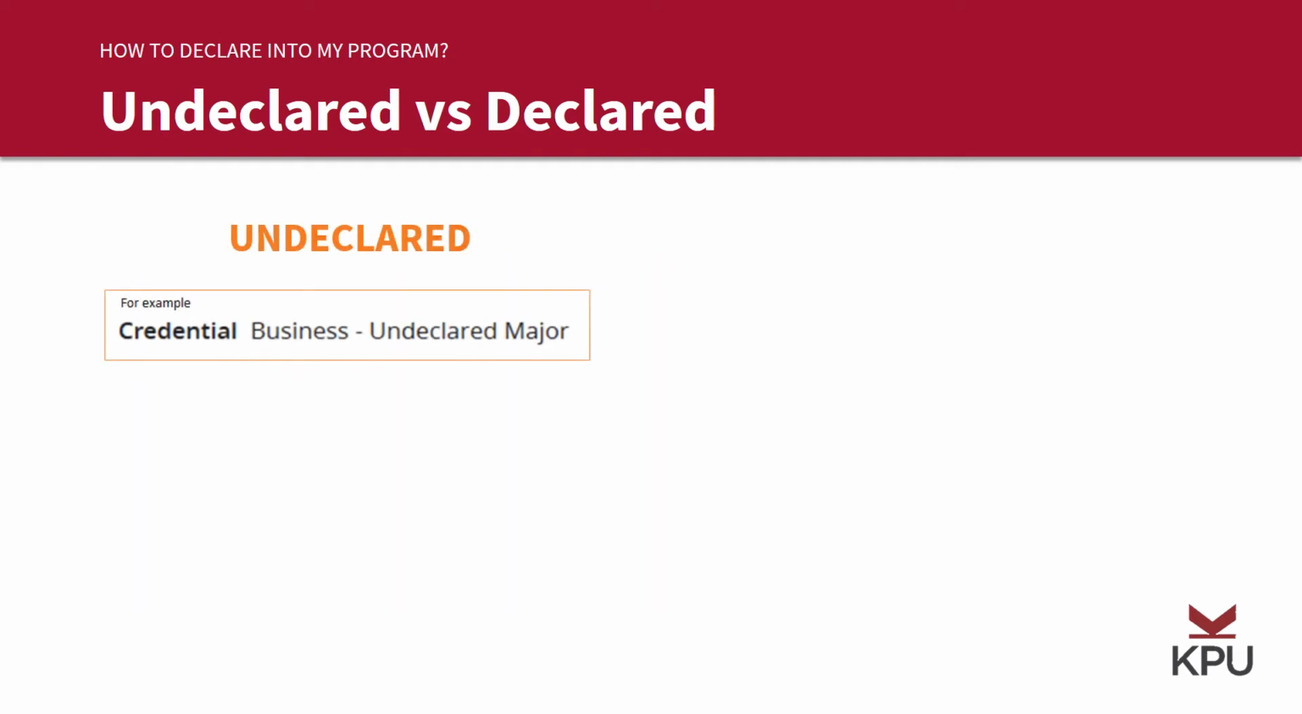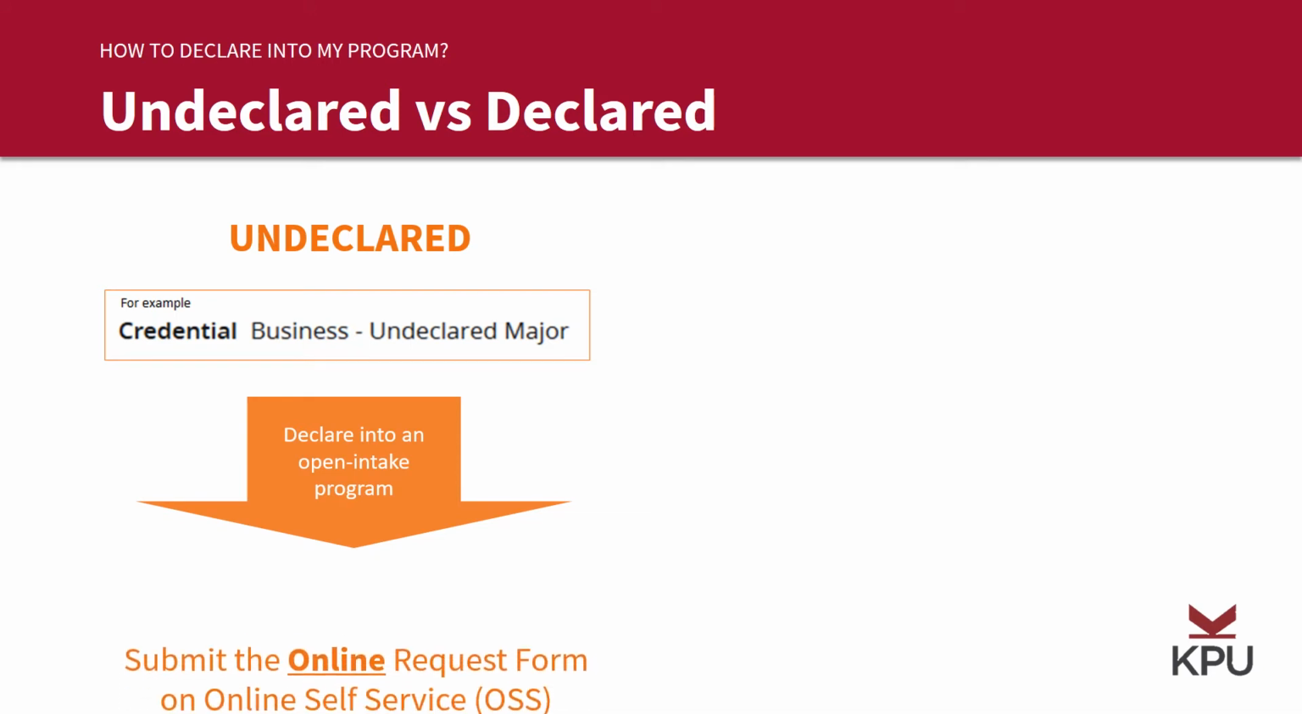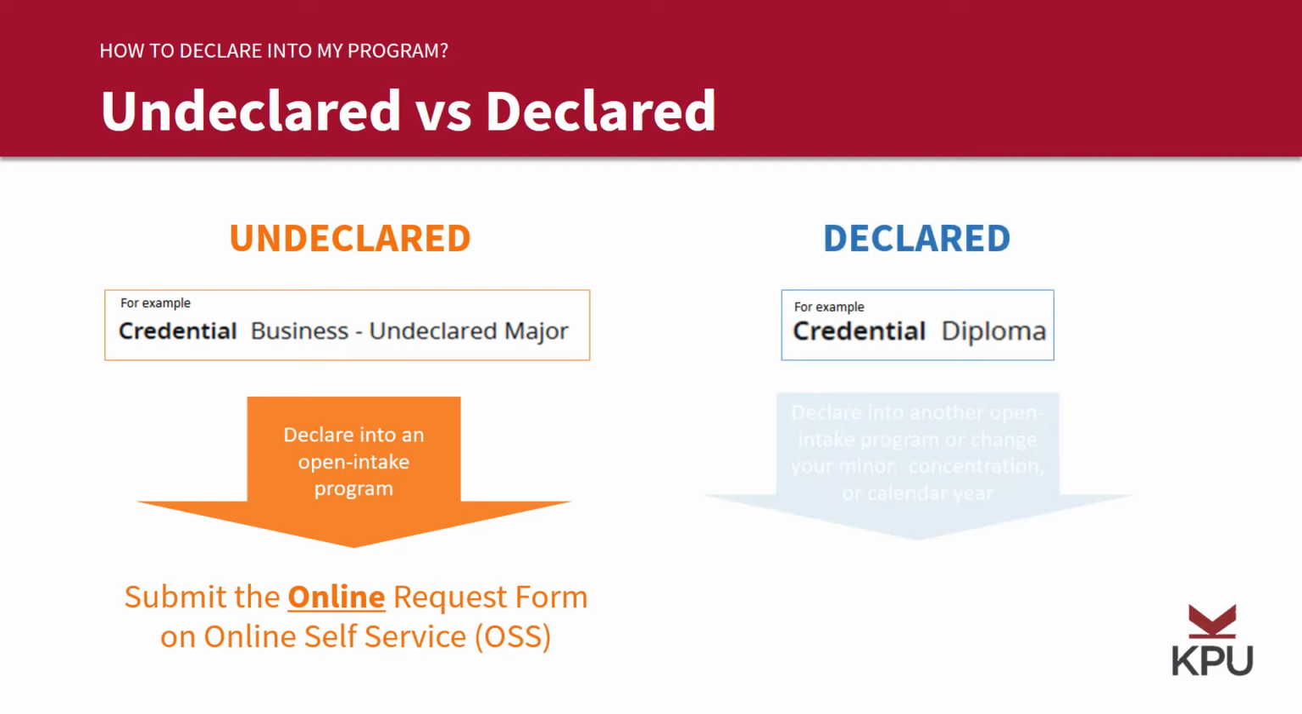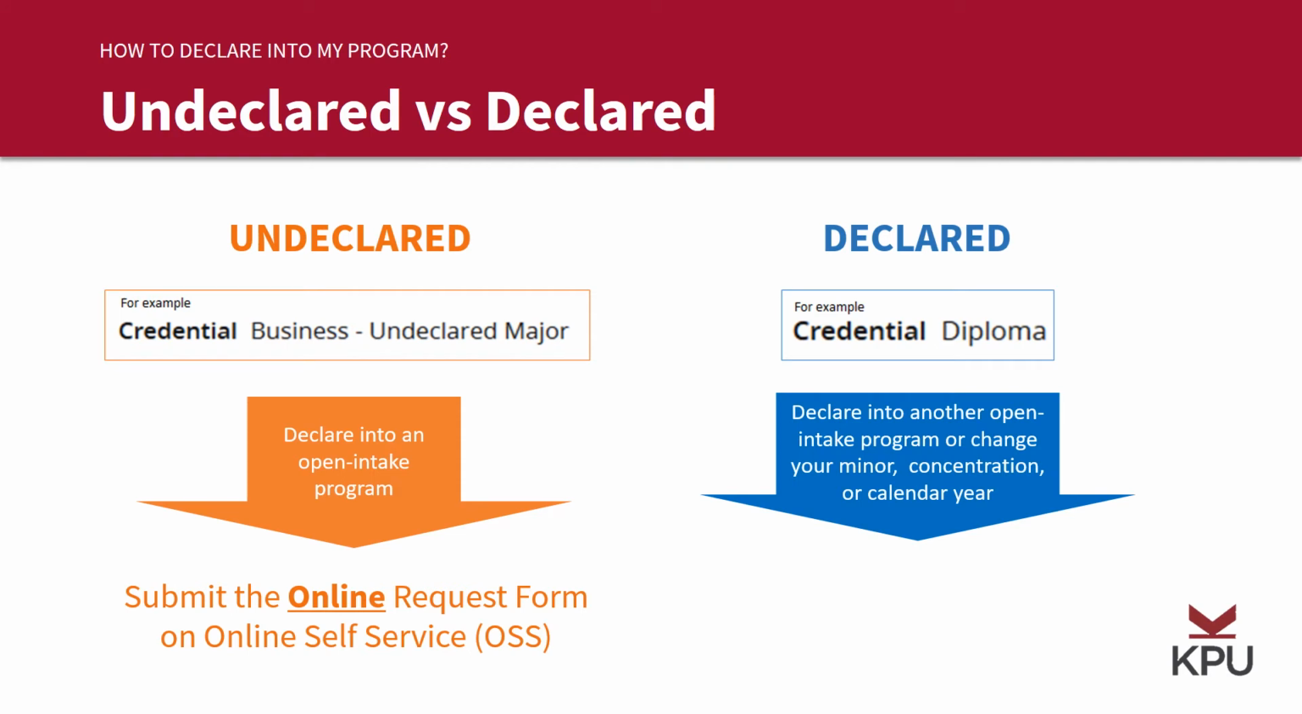If your status is currently undeclared and you wish to declare into an open intake program, you can use the online request form on online self-service. On the other hand, if your status is currently declared and you wish to declare into an open intake program, or you wish to change your minor, concentration, or calendar year, you will need to submit a paper declaration request form. If you're hoping to change to a limited intake program, we suggest you consult your academic advisor.